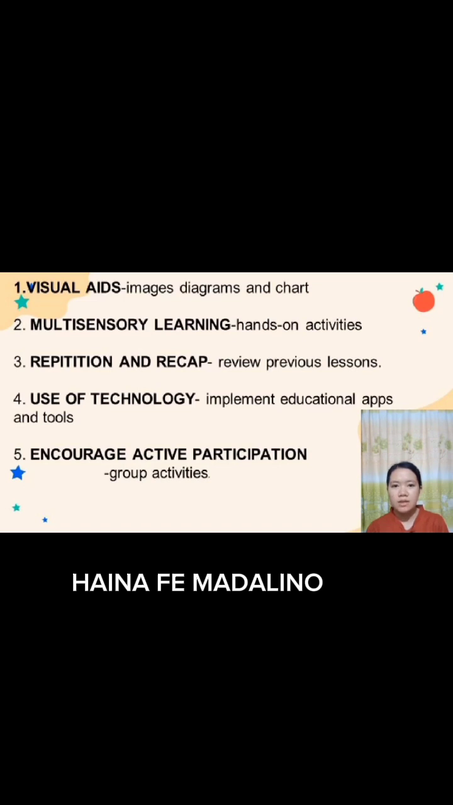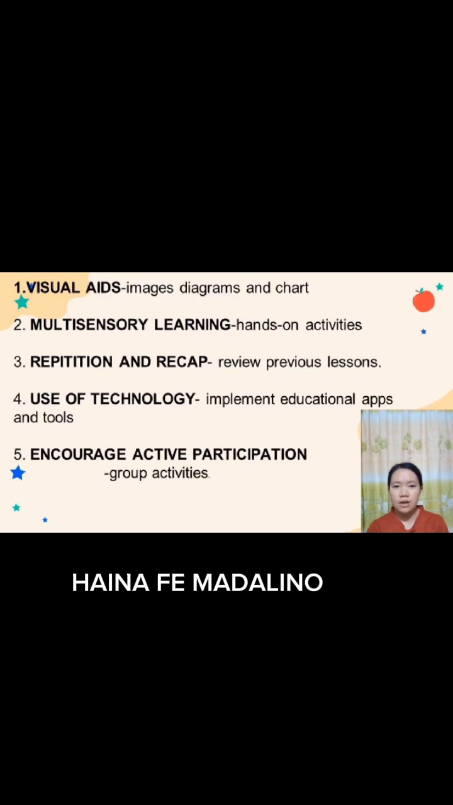The second one is multisensory learning. Incorporate different senses into learning, such as hands-on activities, to engage students with varied learning styles. The third one is repetition and recap. Regularly review previous lessons and concepts to reinforce memory and understanding. Fourth one is use of technology. Implement educational apps and tools that cater to individualized learning needs, offering interactive and engaging content.